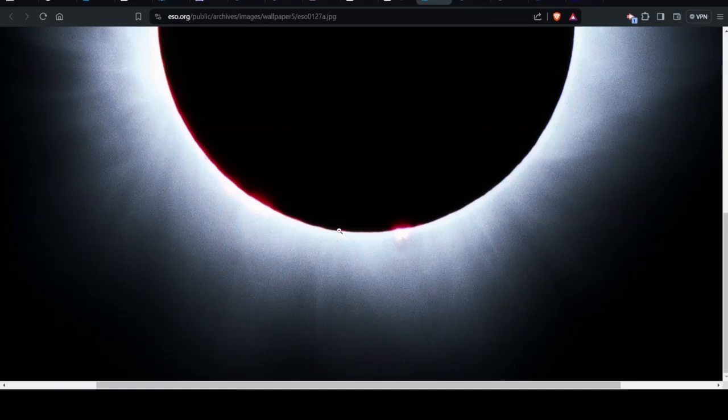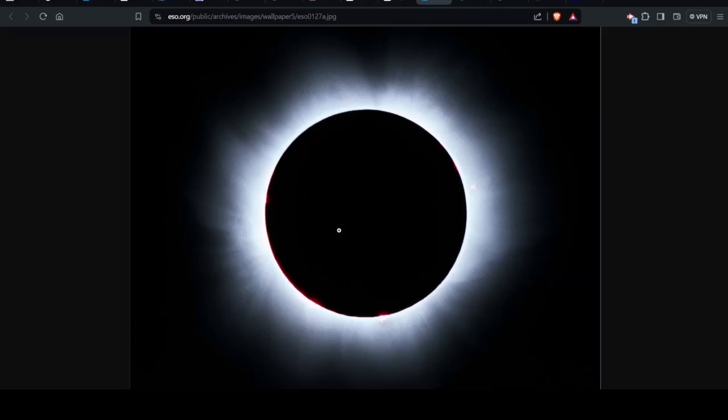This is from the ESO.org. This is the European Space. Sorry, I don't think that's what that is. European Space Agency is ESA. So I don't know which one this is. Sorry. So that's our total solar eclipse.